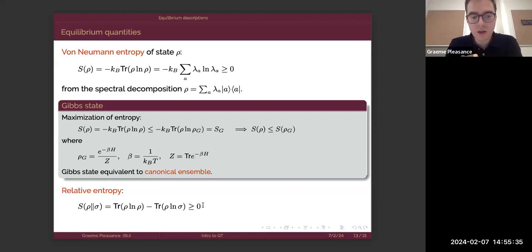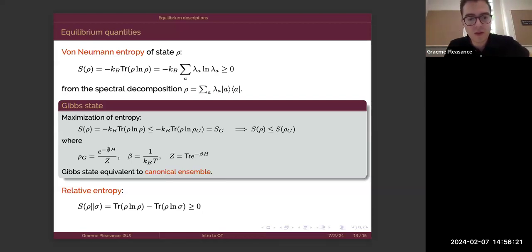And we can then use this inequality to show that the von Neumann entropy of some arbitrary state rho is always upper bounded by this object here, which is always less than or equal to the so-called Gibbs entropy. This introduces the idea of what's called a Gibbs state. Basically, a Gibbs state is a state that maximizes the von Neumann entropy of a system which is in equilibrium at some fixed temperature.